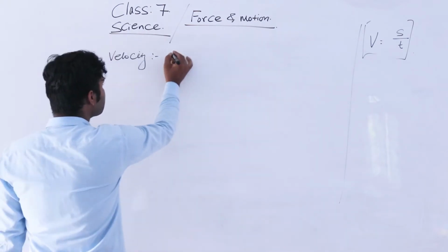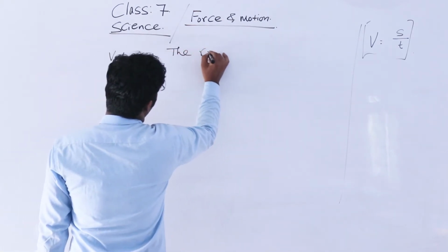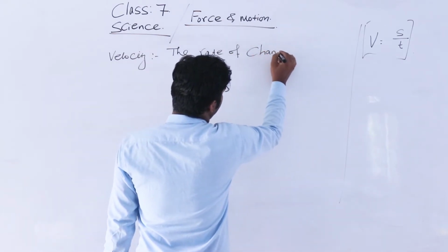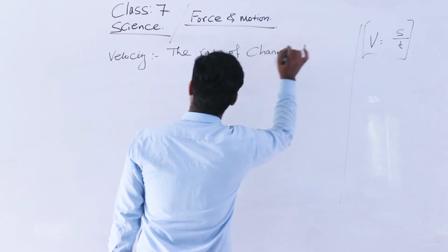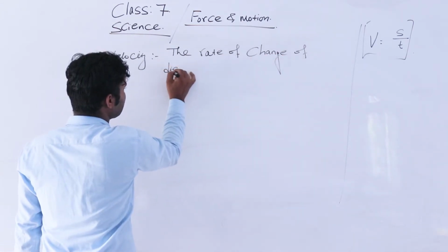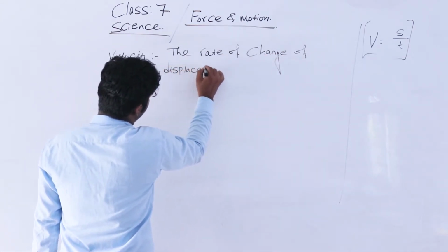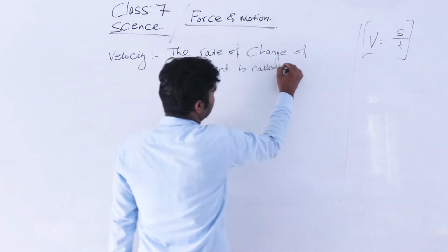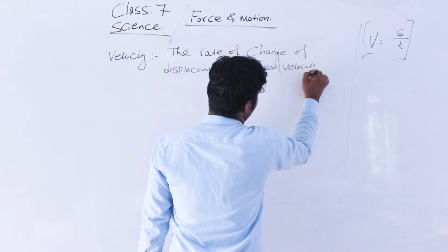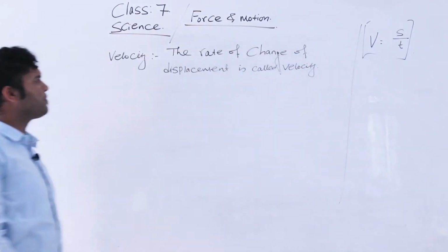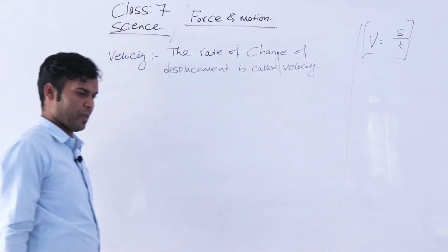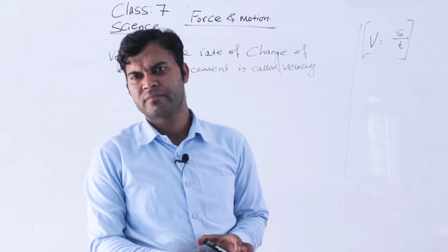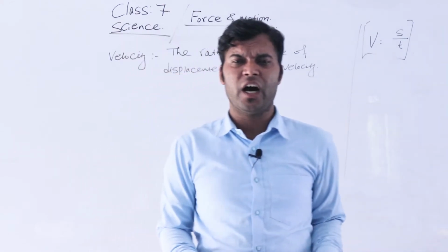Write the definition first. The rate of change of displacement is called velocity. The rate of change of distance is called speed, we discussed in our previous class.